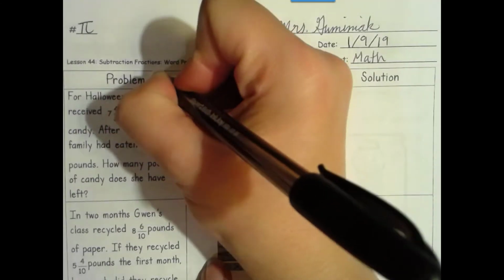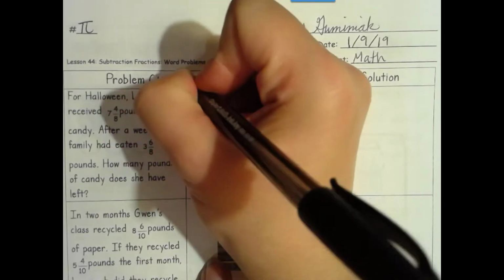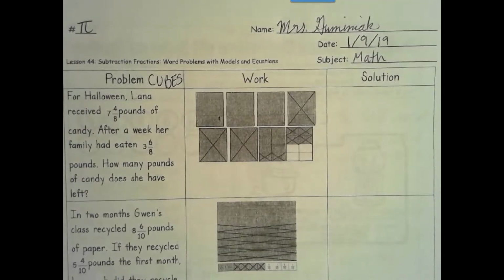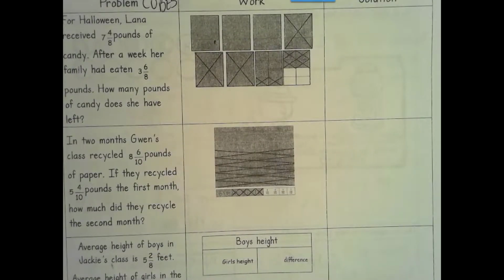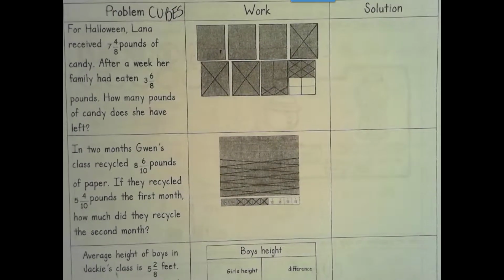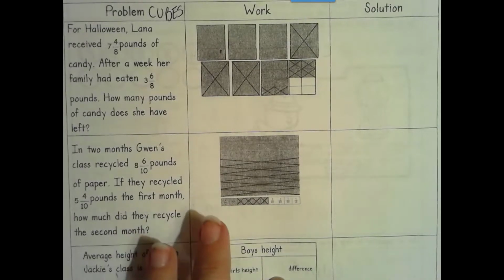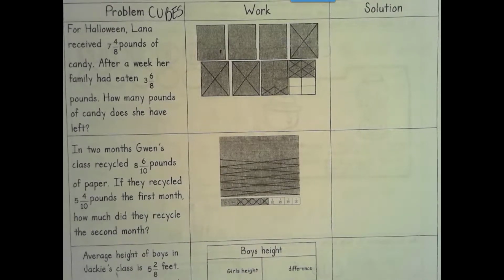All right, so we're using our cubes annotation strategies to help us with these word problems. First two problems we're going to use models to help us solve, and then the last two we're going to use equations to help us solve.